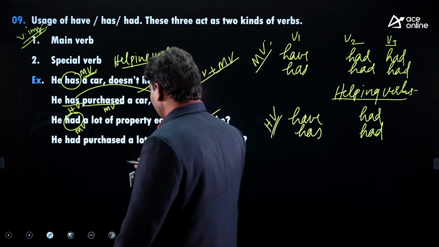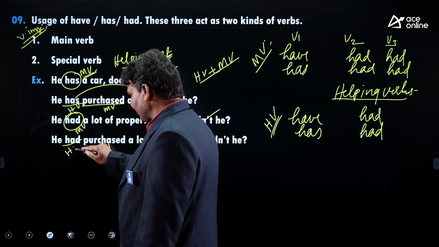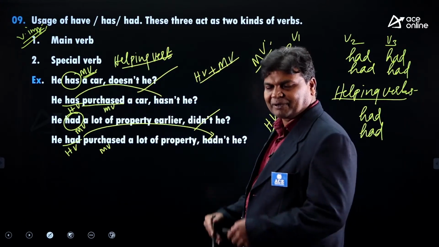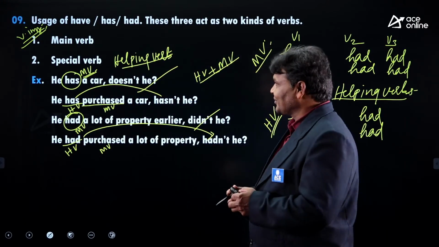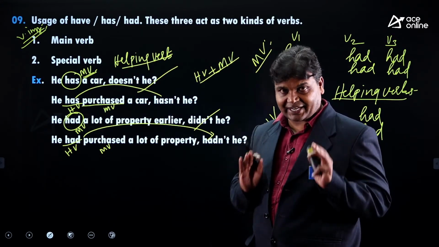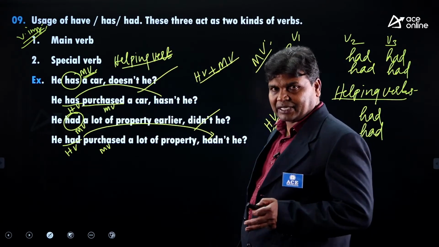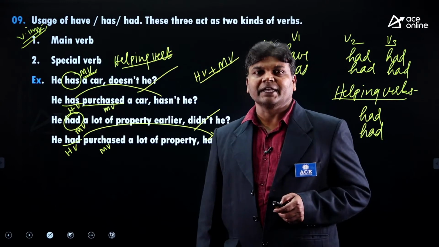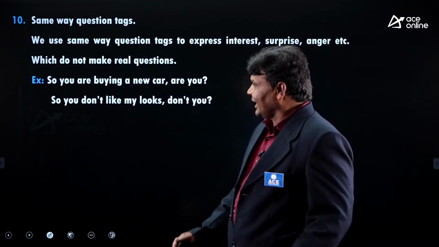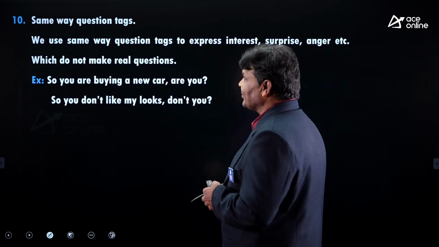He had purchased a lot of property. Purchased is the main verb now. Had is becoming helping verb. Helping verb has to be repeated. That is the rule I said. Helping verb has to be repeated. Hadn't he, students now. So did you understand now? Especially the verb have, has, had. Be careful. They do the work of main verb. At the same time, they do the function of helping verb also. Right, very good. And the last one, students, like we are coming to the closure of these ones, like same way question tags.